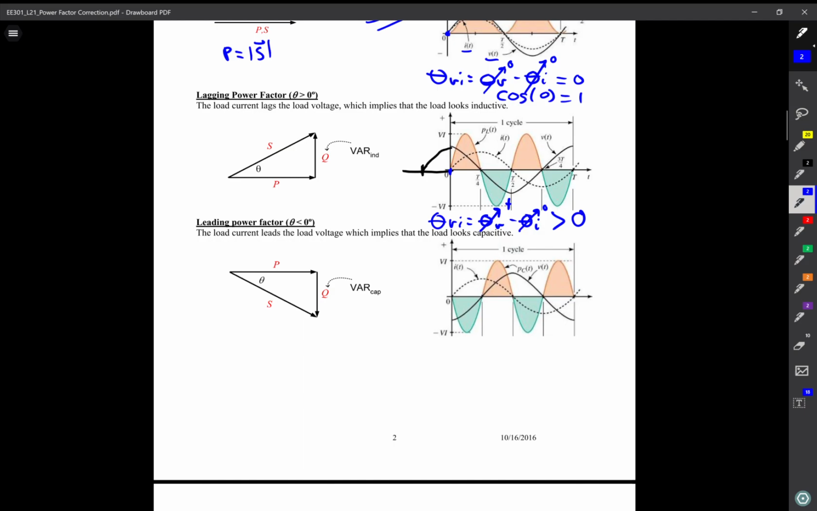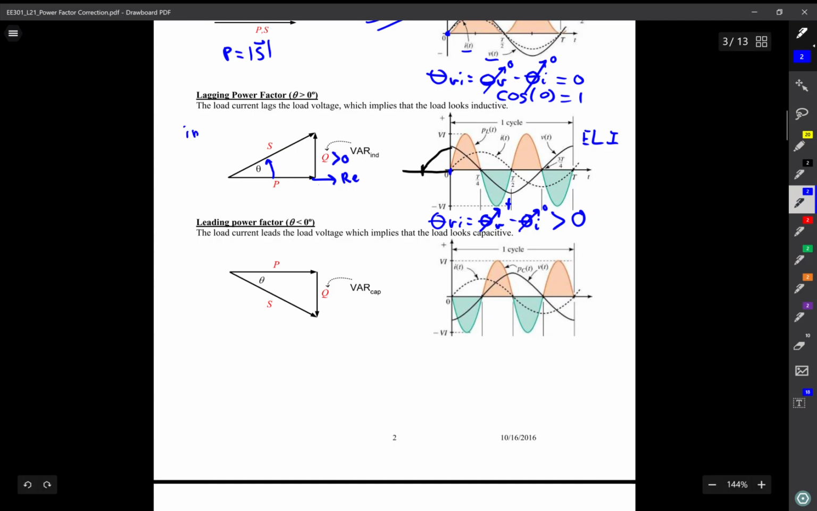If it's positive, then this whole angle, my power factor angle, is going to be greater than 0. When my angle is greater than 0, and I go from the positive real axis in the counterclockwise direction, my Q is also going to be greater than 0. And notice here that P and S are not going to be the same.